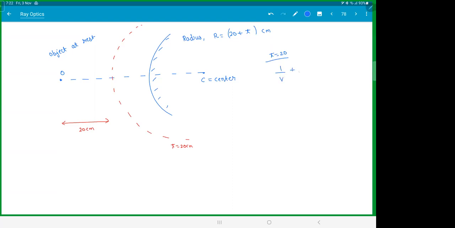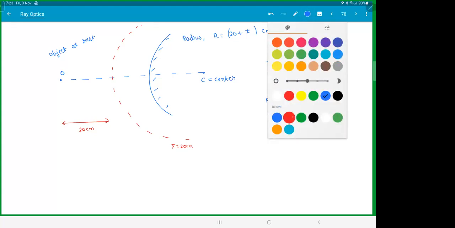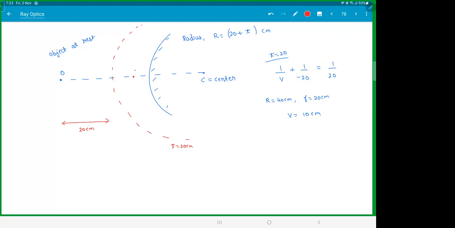1 by V plus 1 by U is equal to 1 by F. And R will be 40 centimeter. F will be 20 centimeter. 1 by 20. So V is equal to 10 centimeter. There. So at T is equal to 20, the value of V is 10 centimeter. Again, from where? From the pole. Meaning somewhere the image is here. Remember, the pole has changed.